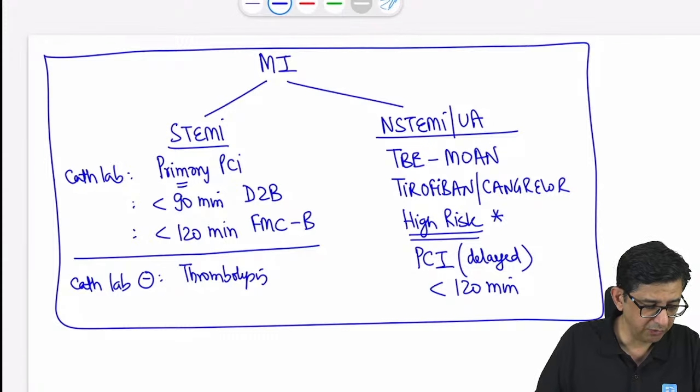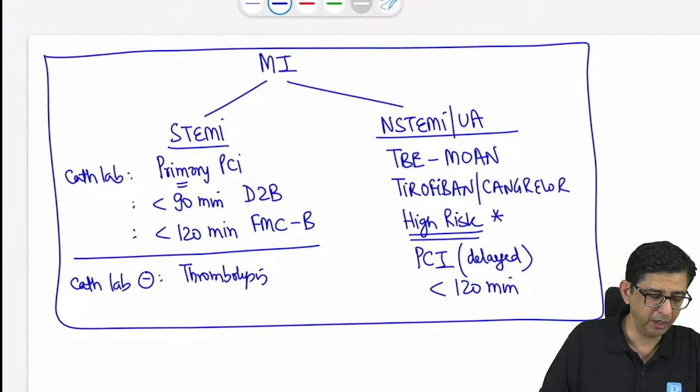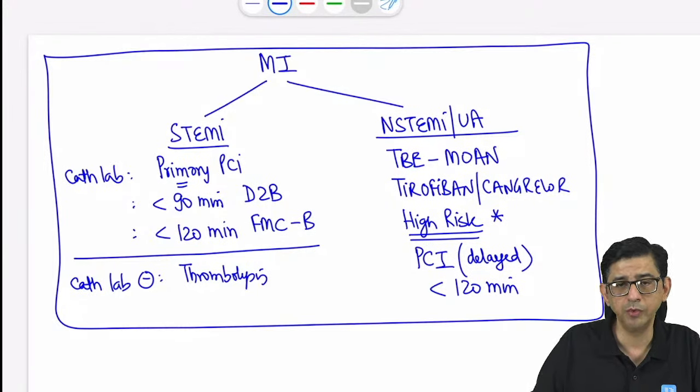Then you mentioned, why is thrombolysis contraindicated in unstable angina? Because unstable angina is a platelet-rich clot.